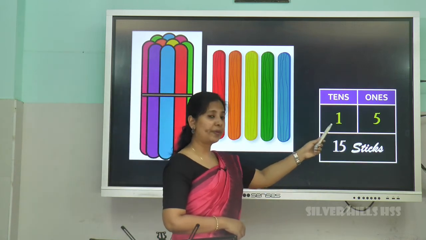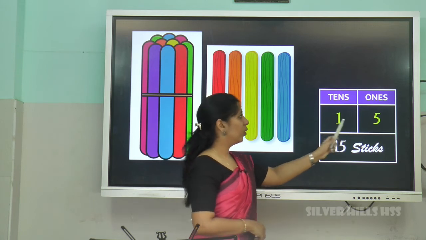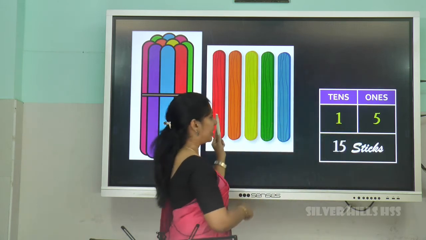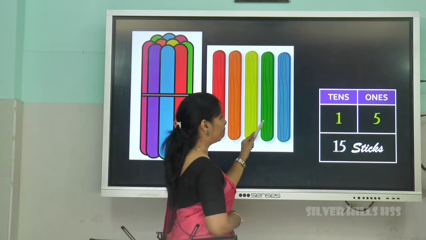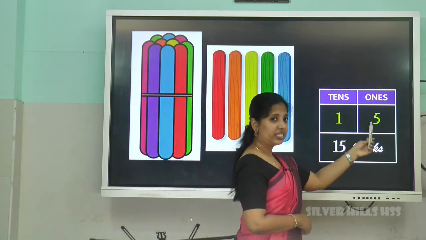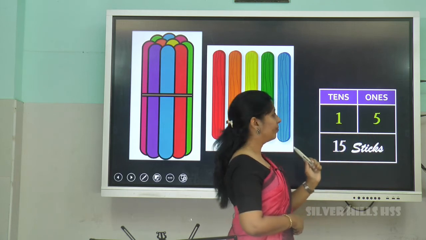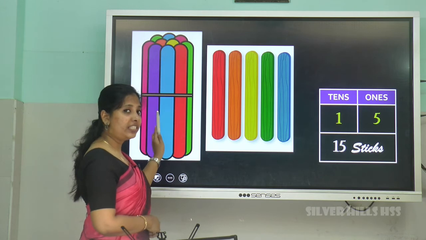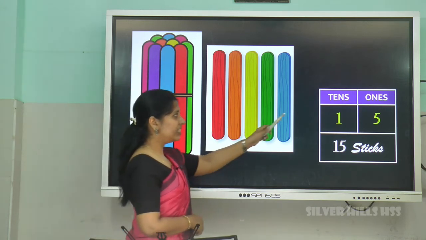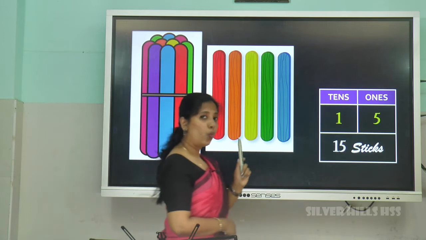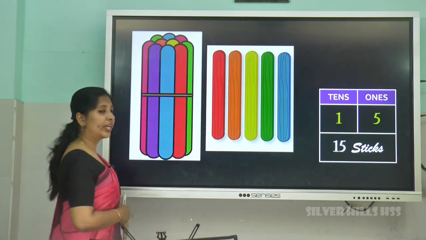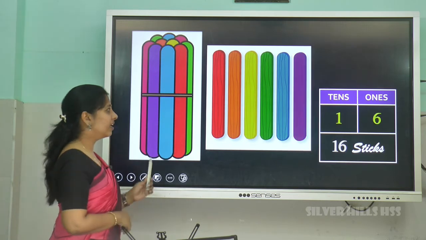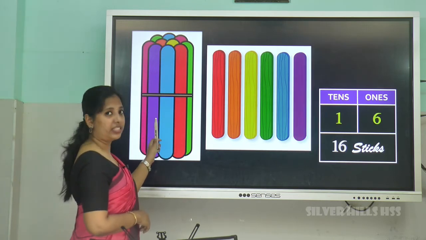And how will we represent it in tens and ones? In ones position, we will count these 5 sticks. 1, 2, 3, 4, 5. And we will write it in ones place, 5. And 1 bundle of 10 sticks. So, in tens position, we will write 1. So, altogether 15 sticks.